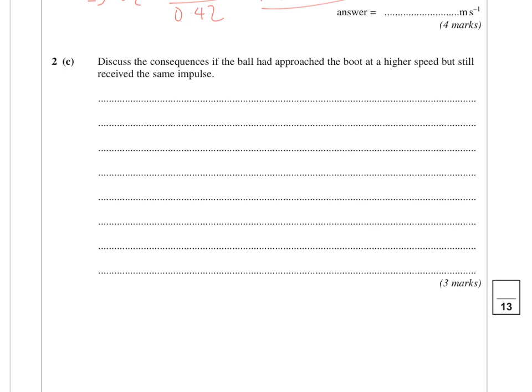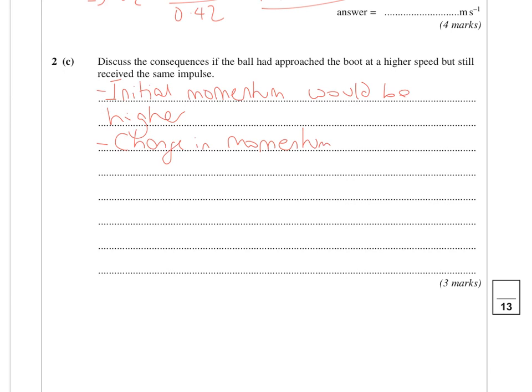Okay, discuss consequences if the ball had approached the boot at higher speed but still received the same impulse. So the initial momentum would be higher, because speed is higher and mass is the same. But the change in momentum is fixed because it's the same impulse.